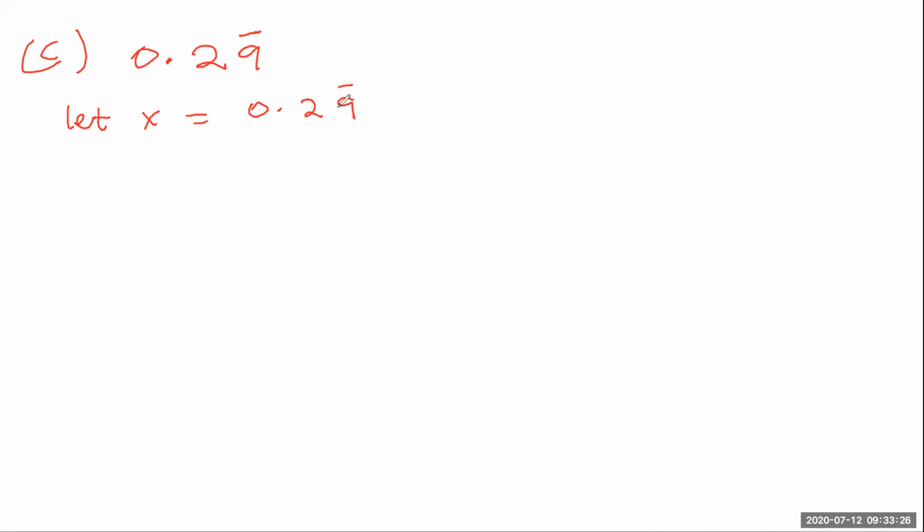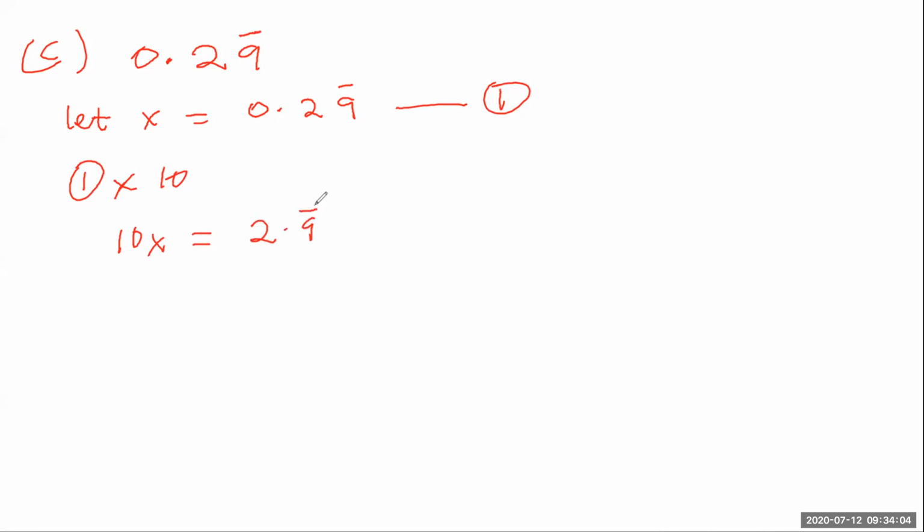Now this is equation number 1. We are going to first of all multiply equation number 1 by 10, just to get the decimal point closer to the repeatant. Let me clear that and rewrite it. Okay, nice. So we multiply by 10 first. Now when you multiply by 10, this will transform into 10x is equal to 2.9 repeating.